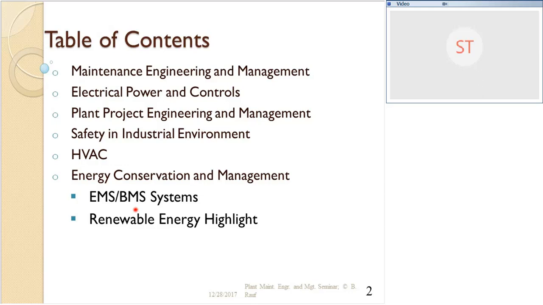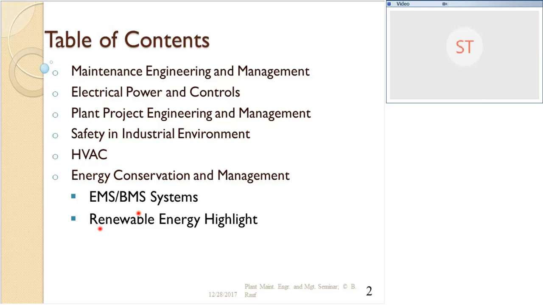You may end up spending 80% of your time and resources on 20% of the benefit, the old 80-20 rule. So you don't want to do that. EMS and BMS systems give you insight into where your energy is going, so that you can focus your time, effort, and capital on those areas where there is some low-hanging fruit.